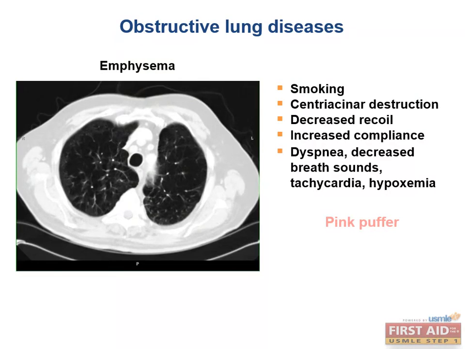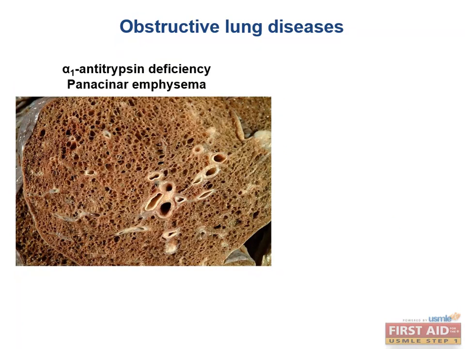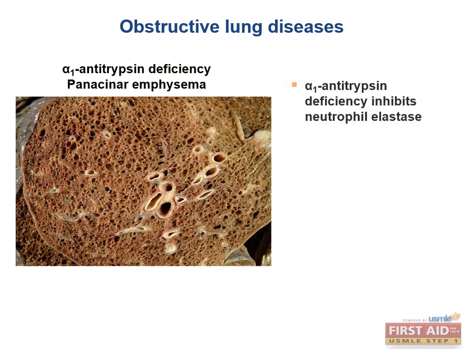The pink puffer look comes from the effort to puff through pursed lips and increase airway pressure to prevent airway collapse during exhalation. Other morphologic types of emphysema are panacinar, caused by alpha-1 antitrypsin deficiency, which is very board testable. Normally, what does alpha-1 antitrypsin do? Well, it inhibits neutrophil elastase from breaking down elastin. So no alpha-1 antitrypsin means more breakdown of elastin in the lungs, which leads to panacinar emphysema.